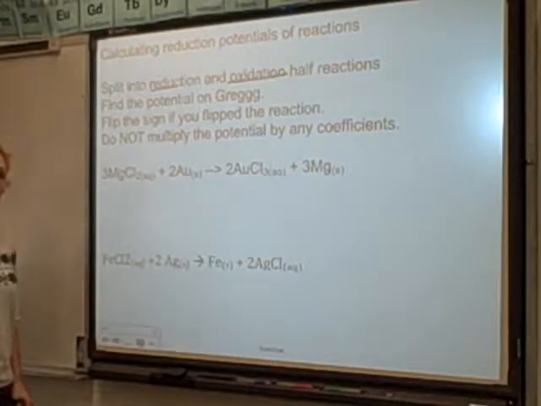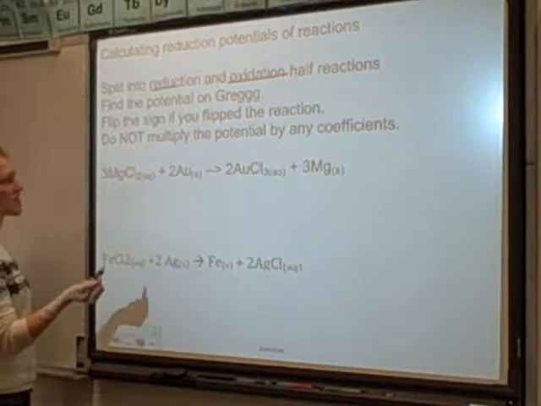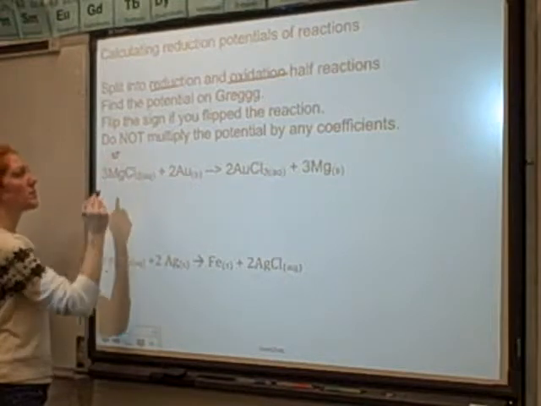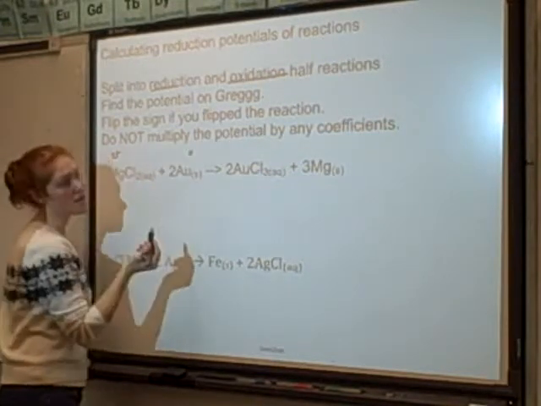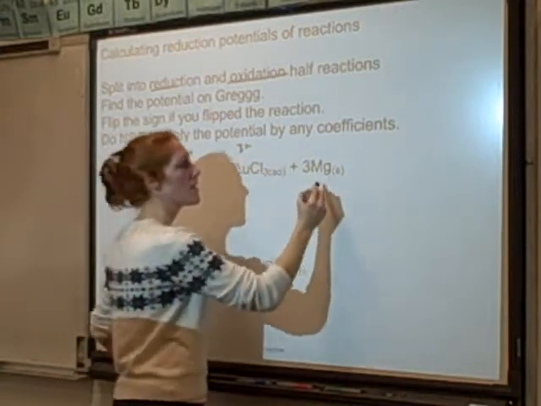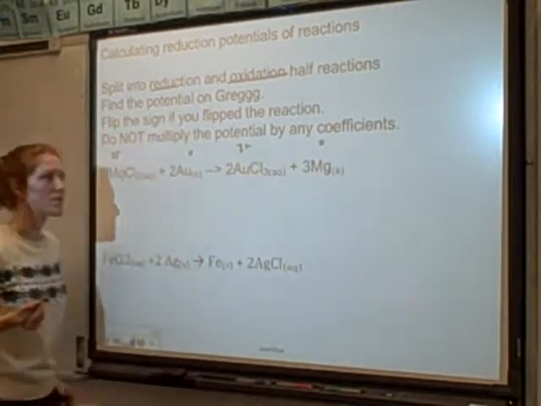In order to do that, you have to know how to assign oxidation states. This is where we needed that. This magnesium is with 2 chlorides, so it's a 2+. Gold by itself, anything by itself is 0. Here the gold's with 3 chlorides, it's a 3+. And here the magnesium's by itself, so it's a 0.